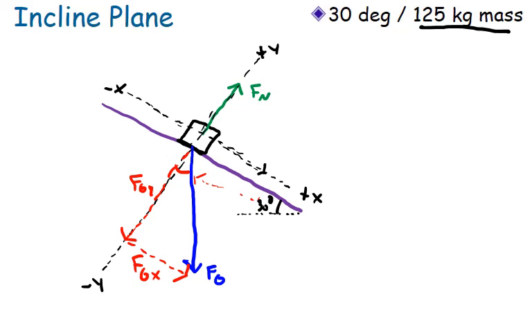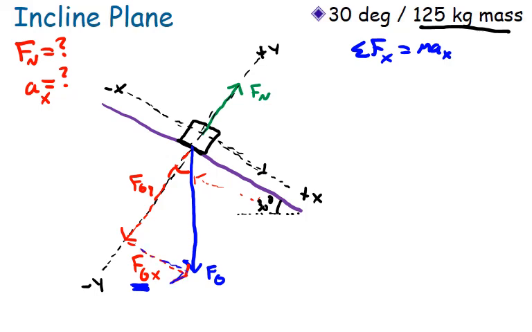So as we try to figure out what's going on, we're going to want to see, okay, what's the normal force? And then what is the acceleration of this object in the x direction as this object would fall down the incline? So as we set up the sum of the forces in the x equals ma in the x, the only force in the x we have is FGX. If you notice, this is parallel to the x-axis, so we have the positive FGX acting in the positive x here equals max.